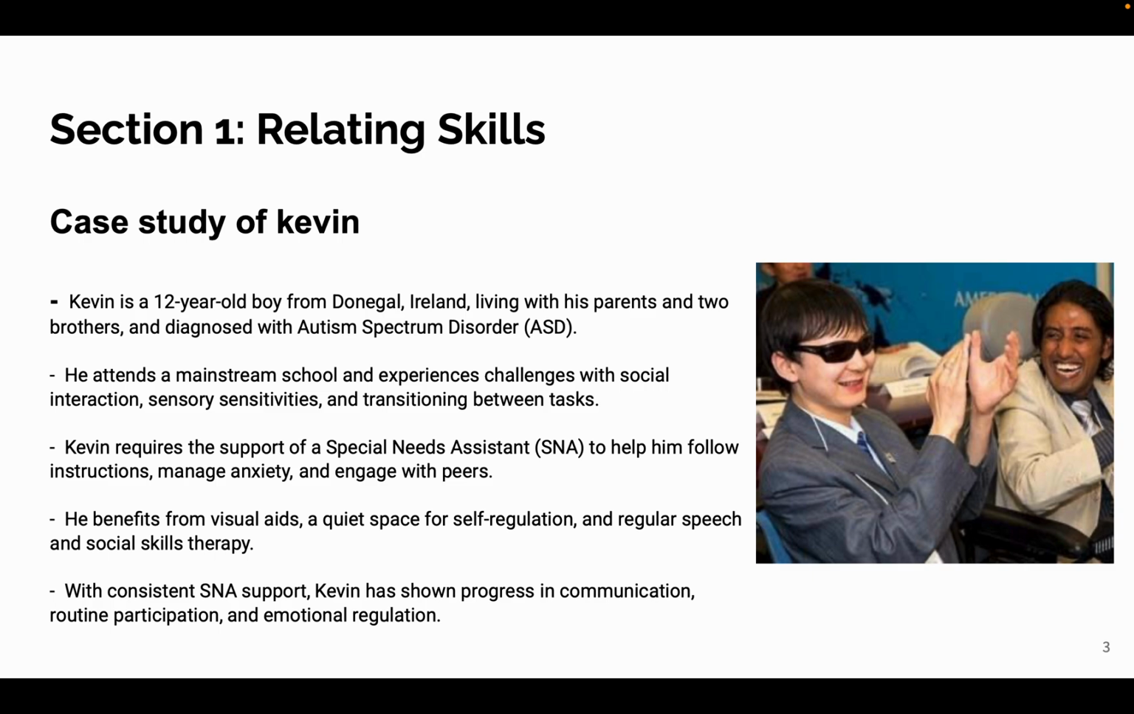So, Kevin is a 12-year-old boy from Donegal, Ireland. He lives with his parents and has 2 brothers, and Kevin is diagnosed with autism spectrum disorder, ASD. He attends a mainstream school and experiences challenges with social interactions, sensory sensitivities, and transitioning between tasks. Kevin requires the support of a special needs assistant, or an SNA, to help him follow instructions, manage his anxieties, and engage with peers and other staff members.